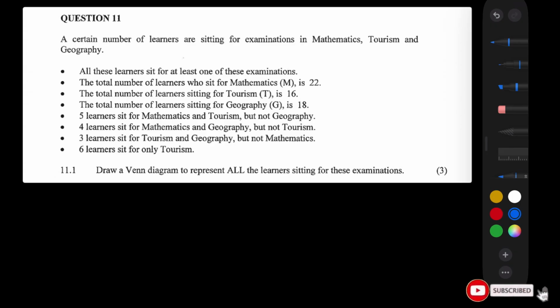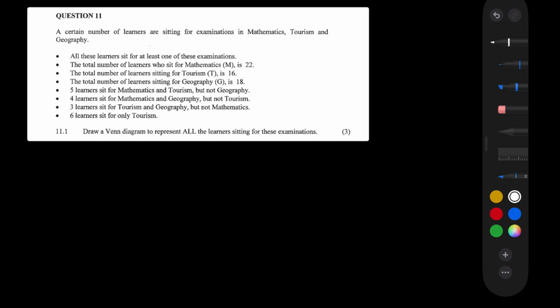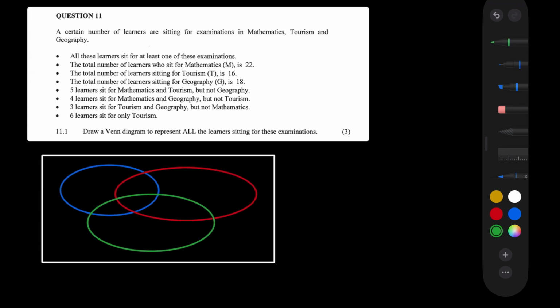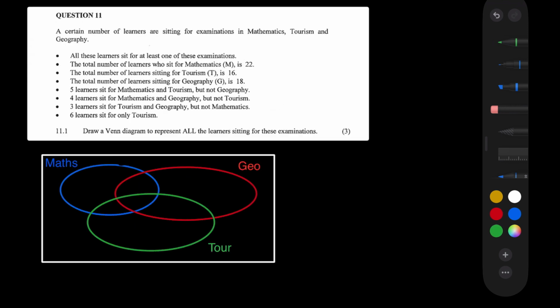A certain number of learners are sitting for examinations in mathematics, tourism, and geography. And this is the information we have regarding the number of students. Now 11.1 asks us to draw a Venn diagram that represents all the students sitting for these examinations. So after minimizing for space, this is our Venn diagram. Blue for maths, red for geography, and green for tourism.